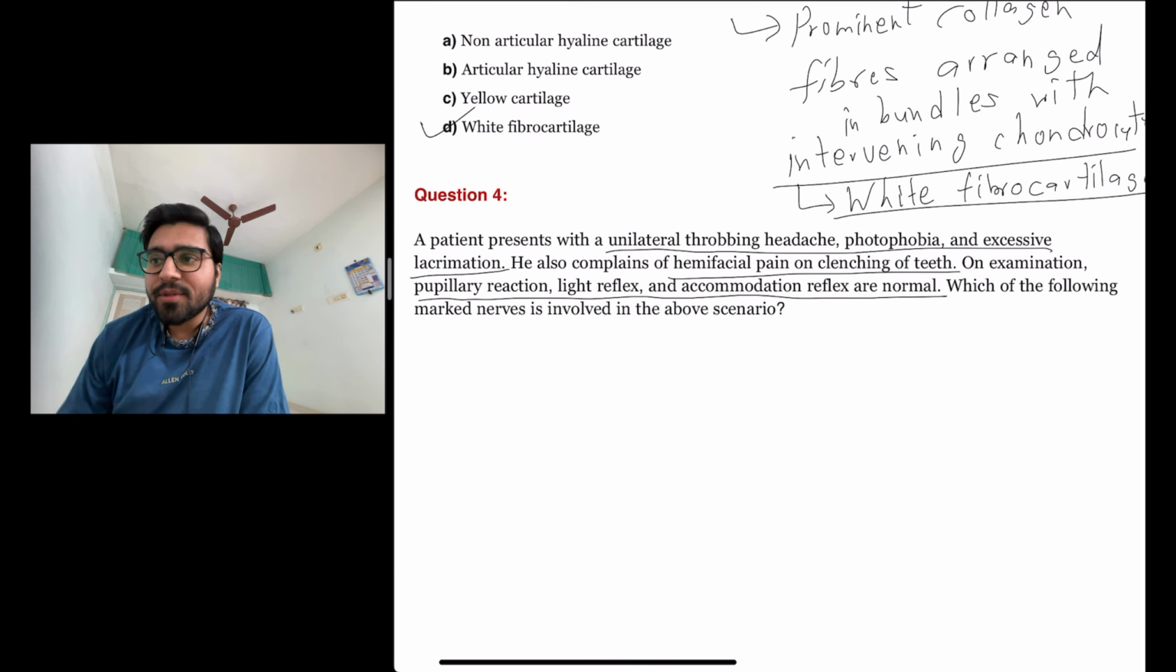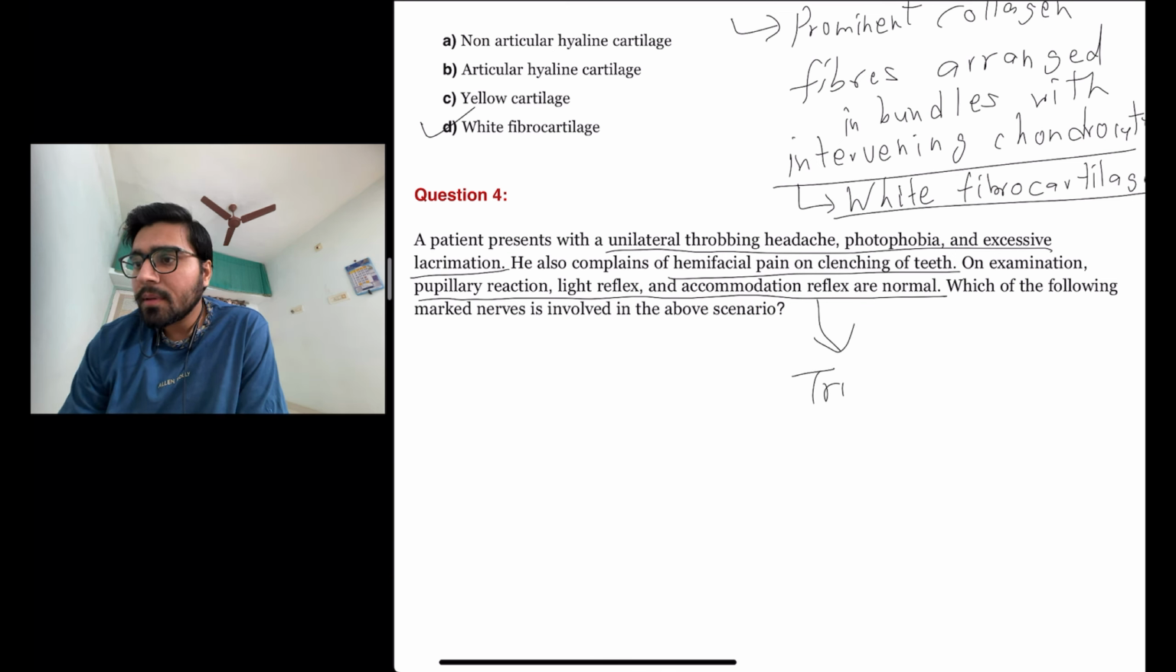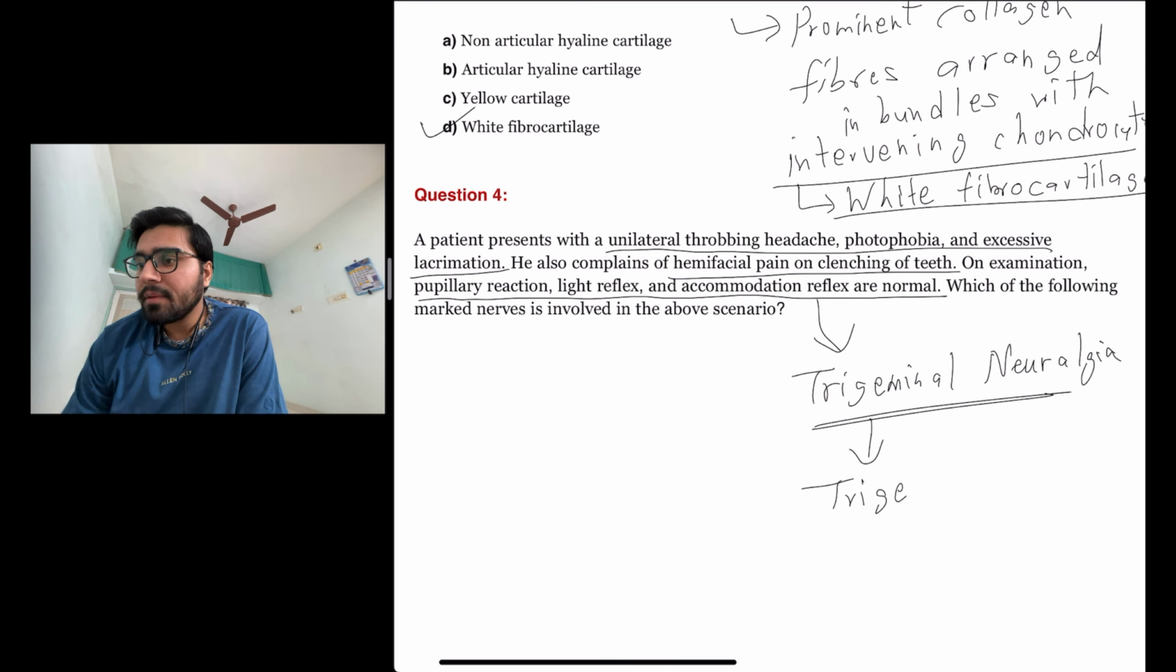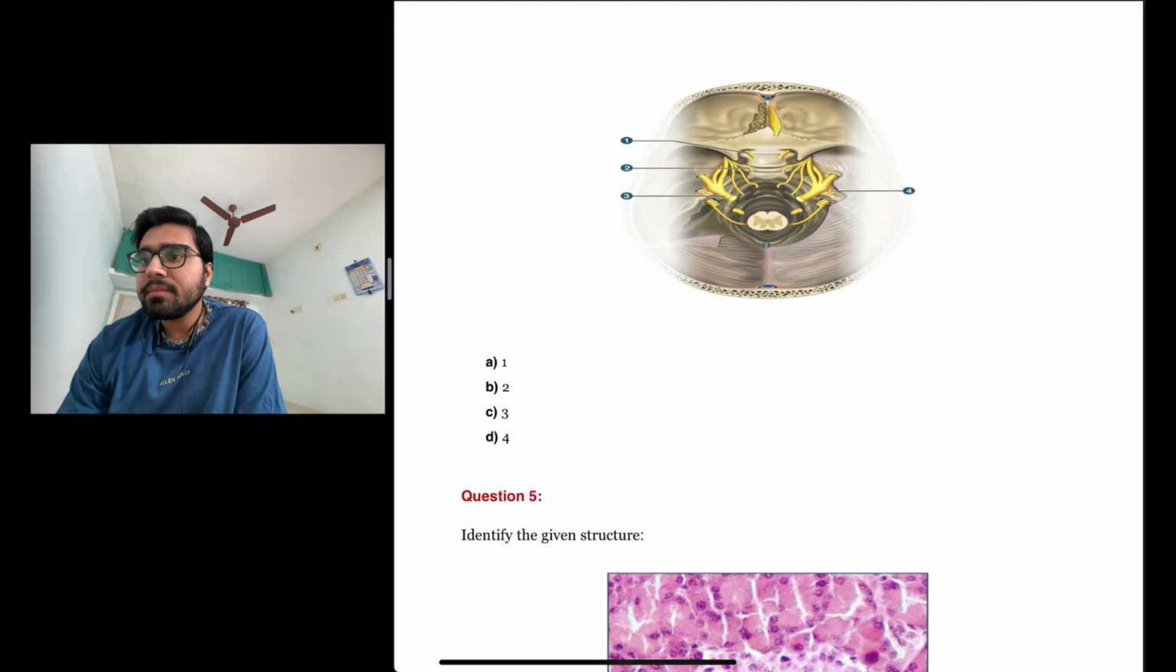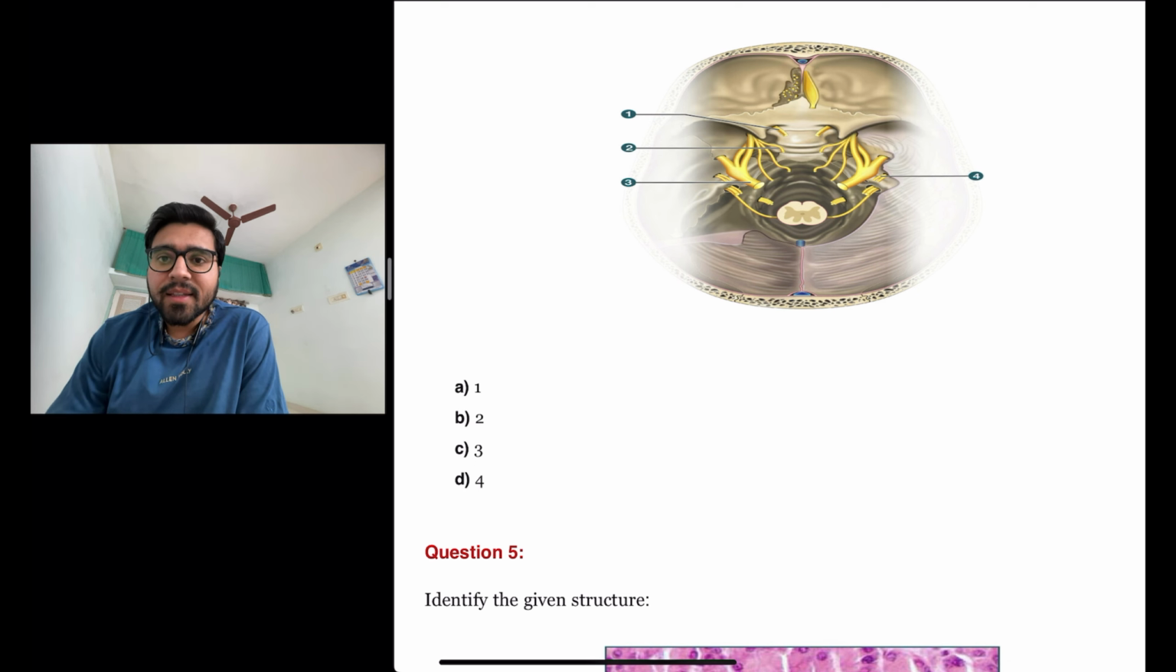So this scenario is actually suggestive of trigeminal neuralgia. And that is due to involvement of the trigeminal nerve, which is the fifth cranial nerve. So they are asking which of these marked nerves is actually involved in this scenario. So let us first label all these four digits and let us find out which nerve is the trigeminal nerve.